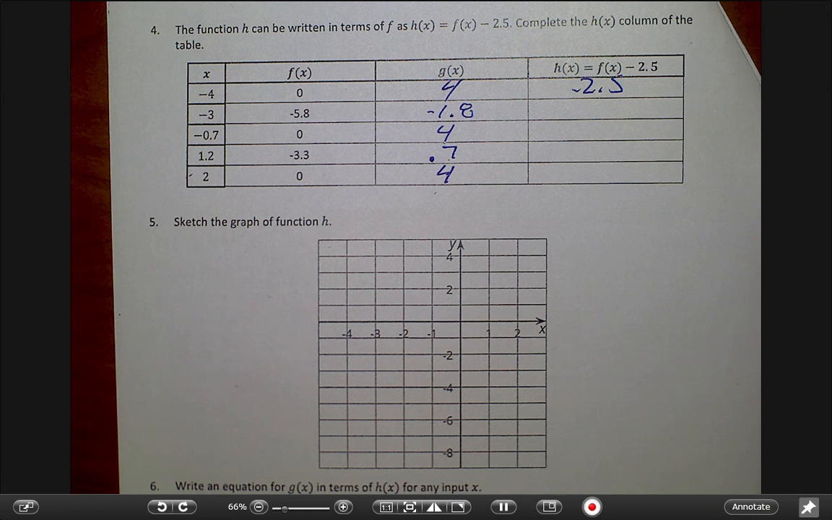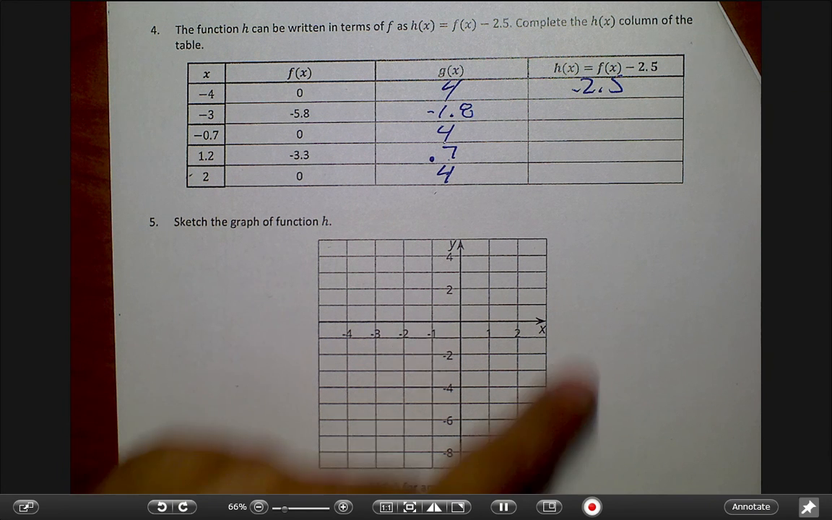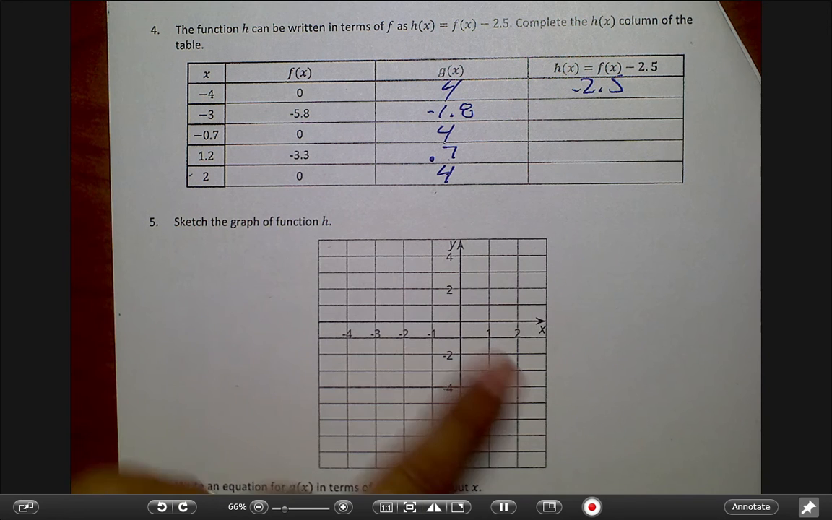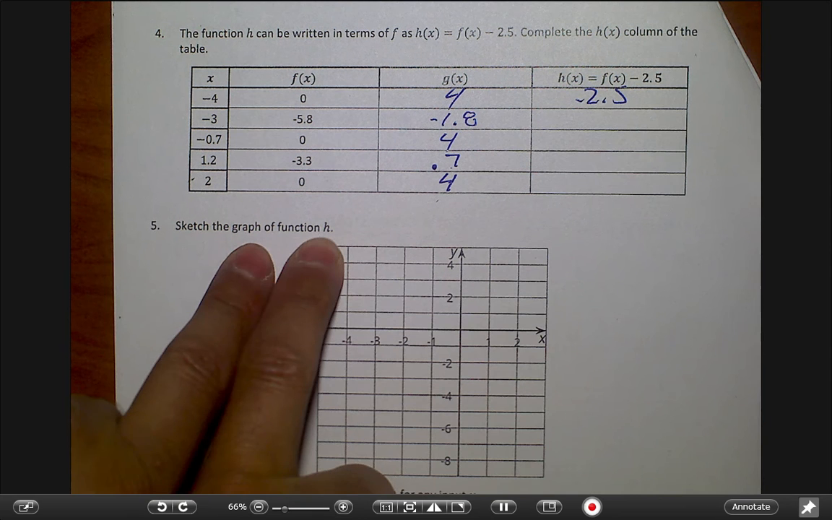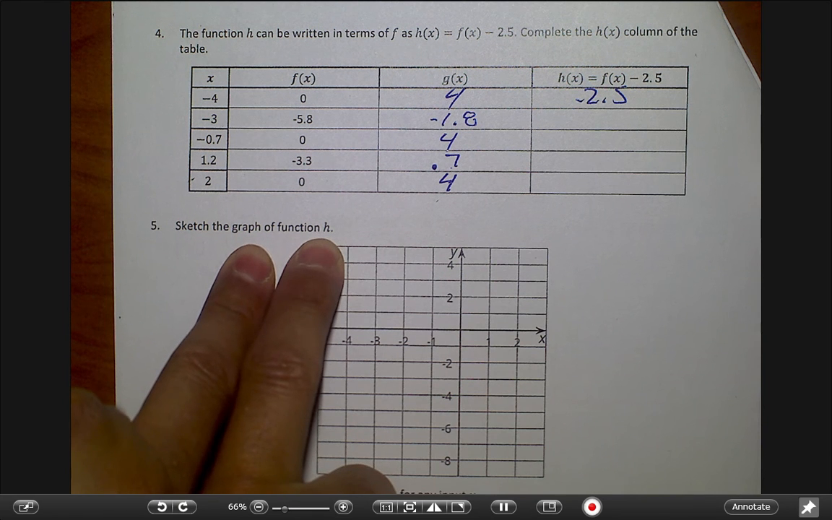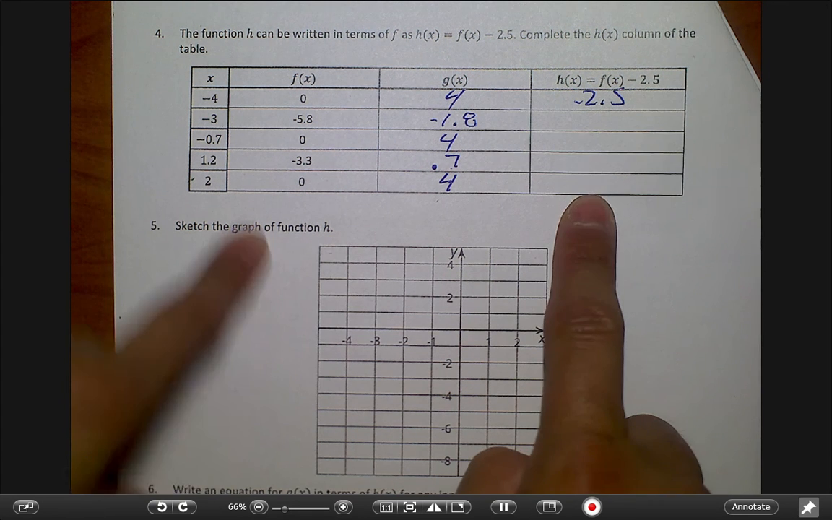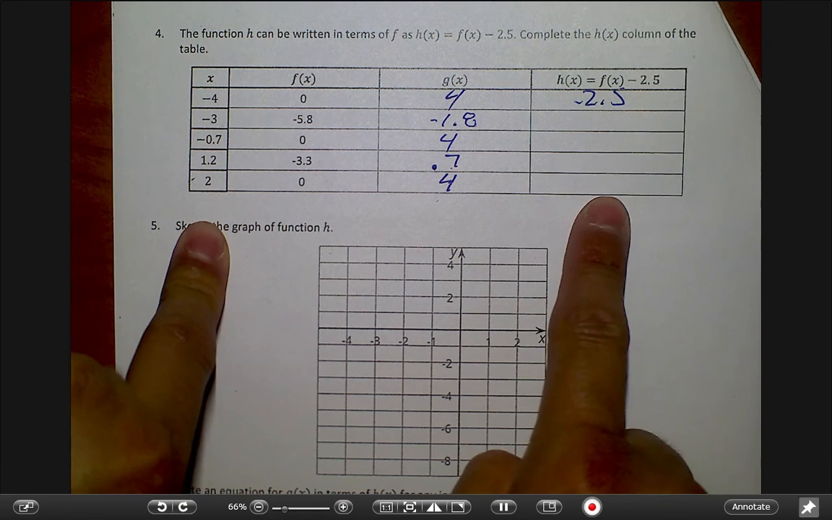Once you get done with that, I'm going to give you guys a moment to actually finish this, but if you're already done, go ahead and start putting the dots on here. Which graph of what? Oh, h. Okay. So it's only going to be the ones that go along with the x's here and the y's here.